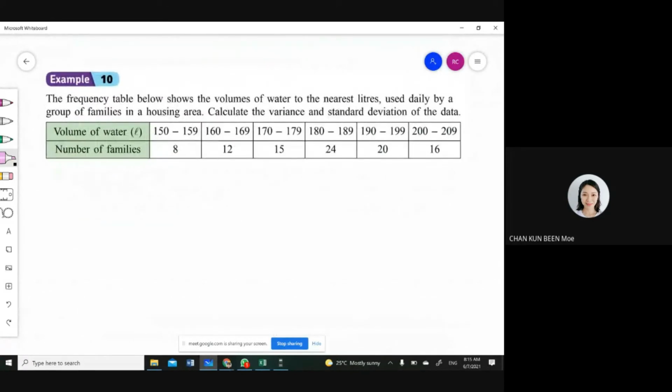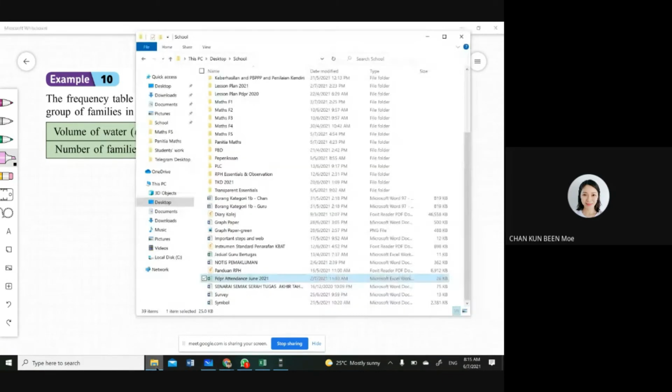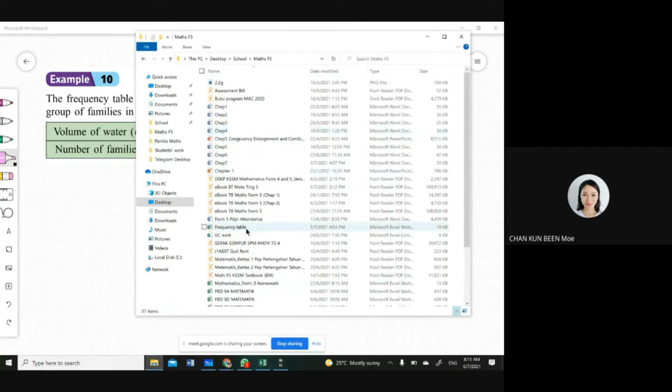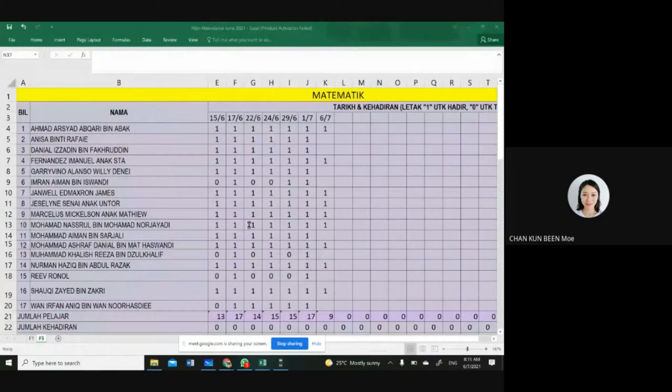Now you look at example 10 here. The frequency table below shows the volume of water to the nearest liters. This is the volume of water in liters used by a group of families in a housing area. It shows the number of families over here. Calculate the variance and standard deviation of the data. I'm going to show you, hold on, I find the Excel first. Okay, this is the one.